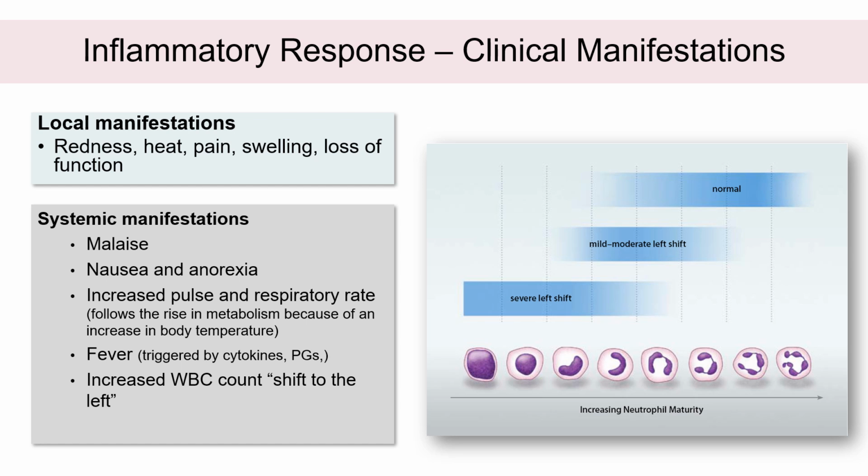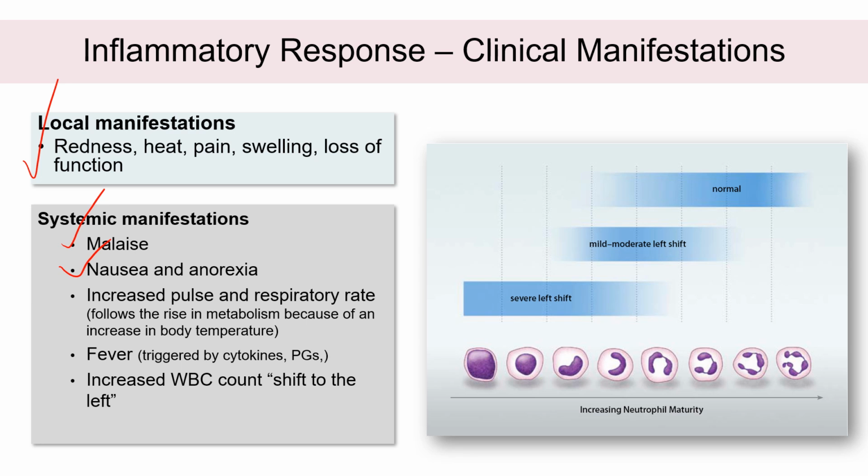All right, so we're familiar with the local manifestations of the inflammatory response: the redness, heat, pain, swelling, and loss of function. So now we're going to talk about the systemic manifestations. Now we're kind of venturing into an infectious response. So malaise. Malaise is the feeling of just not feeling well. You don't really have anything specific wrong with you, you just don't feel well. Nausea and anorexia: you might feel nauseous and you're just not hungry, you don't want to eat.